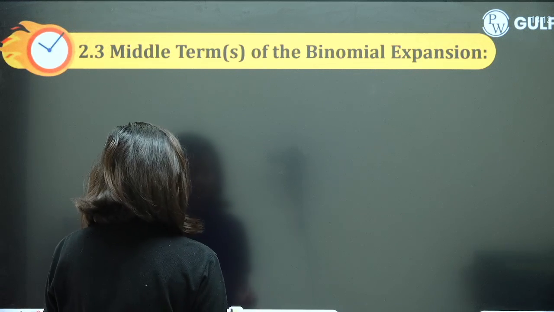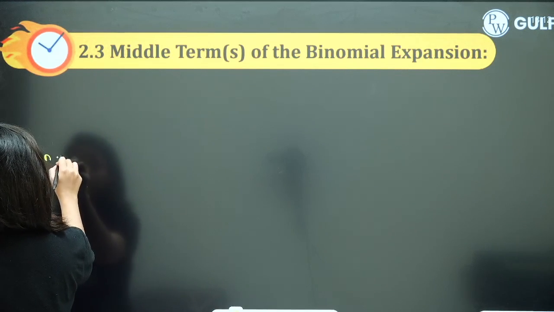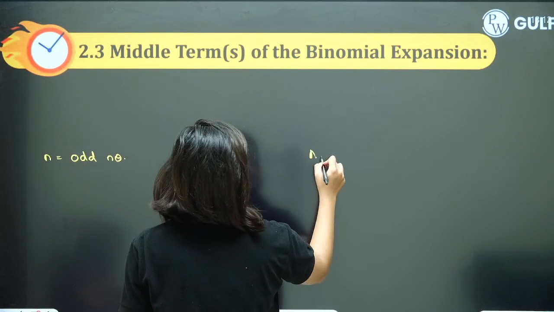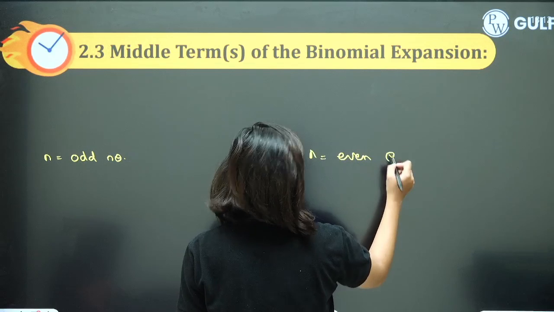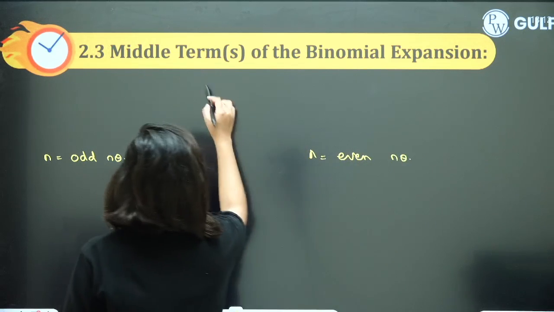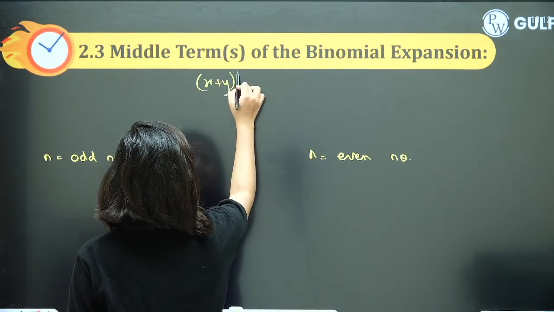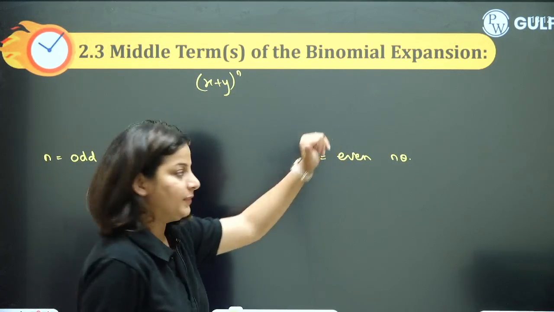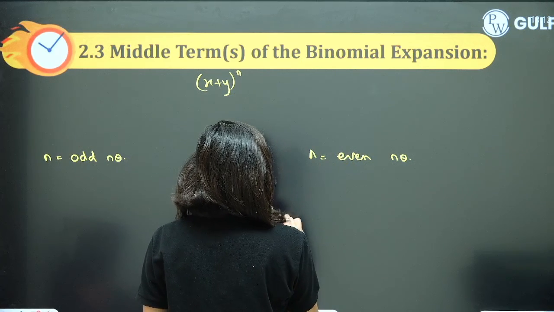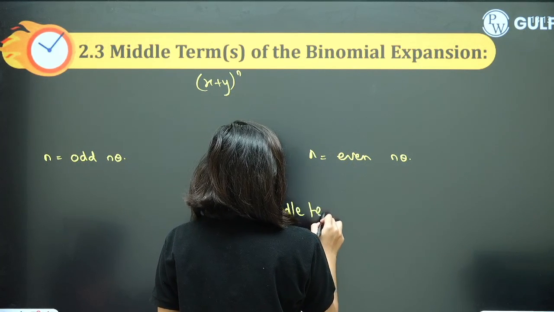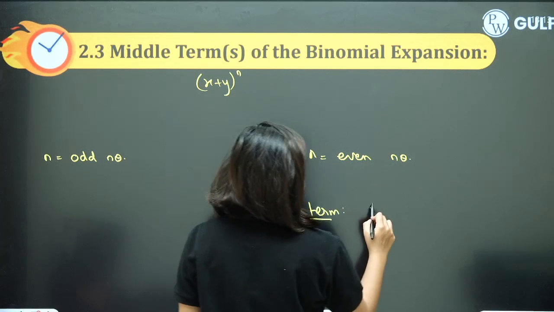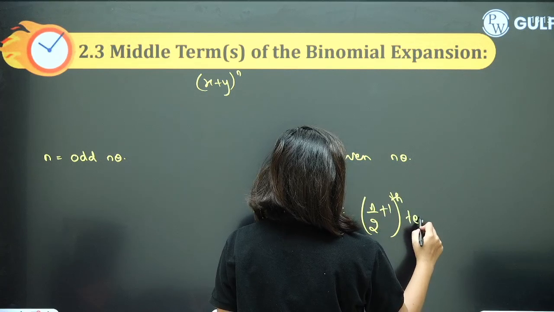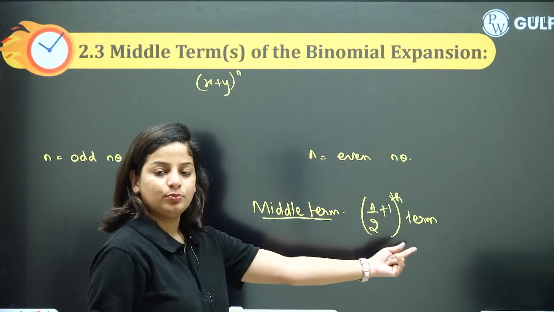And what is middle term? Now middle term, there are two types, when n is odd number and when n is even number. That means in the expansion of x plus y raised to n, if n is an even number, total number of terms will be odd. You can get middle term, there will be only one middle term and it is given by the formula n by 2 plus 1, the n by 2 plus 1th term. What is middle term? It is n by 2 plus 1.